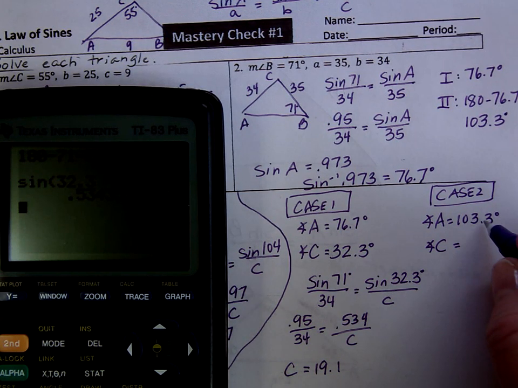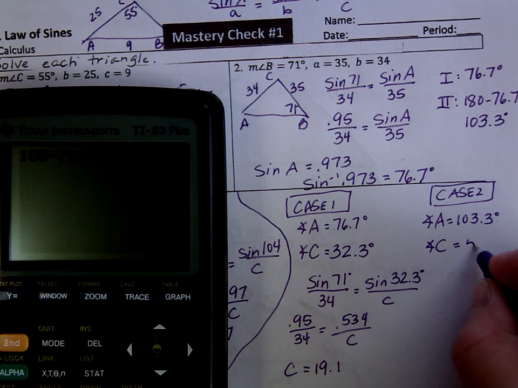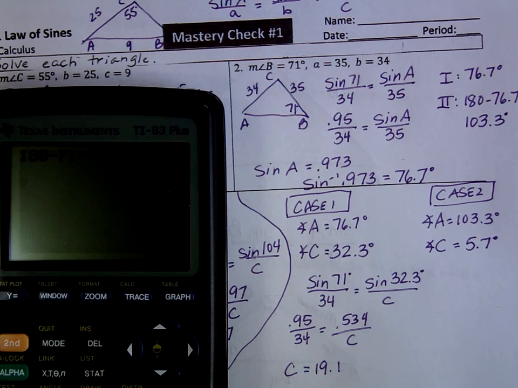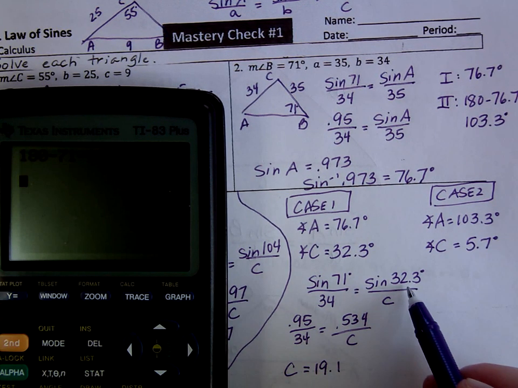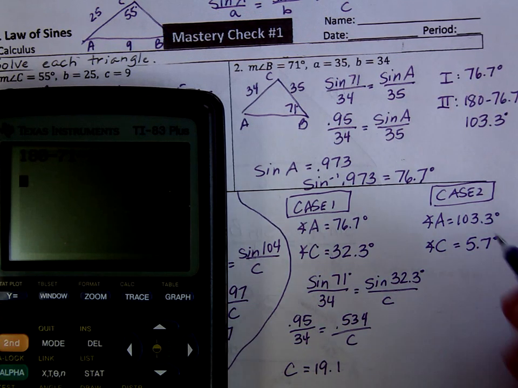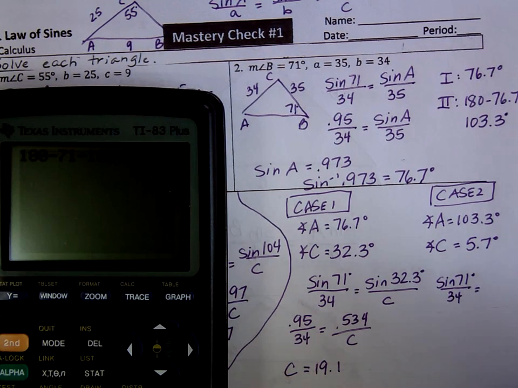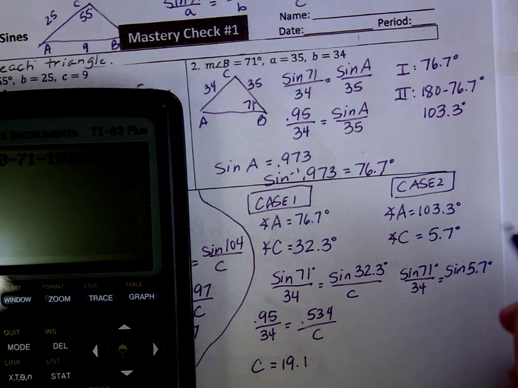If it was case 2, then I'm going to go back, I'm going to take 180 degrees, take away the 71 that was originally in it, take away the 103.3, that leaves me 5.7 degrees. Not very big, but possible for angle C. And I'm going to do exactly the same work I did here. I'm going to set it up, except this number is now 5.7 degrees. So I'll have the sine of 71 over 34 equals the sine of 5.7 degrees over c, because I'm trying to find what little c is.